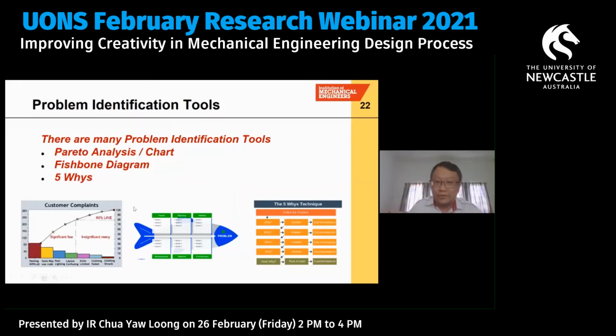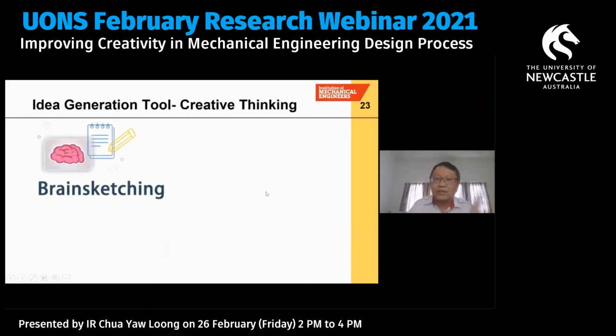So you can have Pareto charts or analysis. You can have the fishbone diagram, or people call it the Ishikawa diagram. There are the why diagrams. There are also the 5 whys. I will not go into this one because this is a very systematic process already. Now, the creativity part would be the idea generation tool. This is the creative thinking. Now, we are talking about generating a lot of ideas in what they call the idea generation stage.